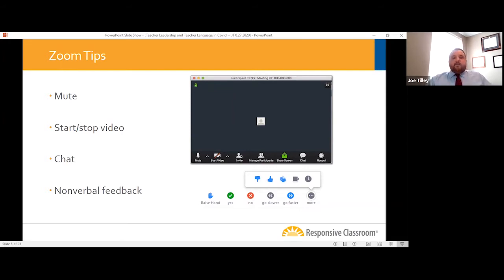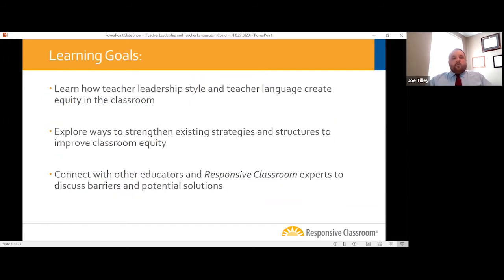With that said, let's talk a little bit about what our learning goals for this session are. First and foremost, we want to talk about teacher leadership style and the language that we use in order to create equity within the classroom. We're going to explore some ways to strengthen existing strategies and structures to improve classroom equity. And then we're going to connect with other educators and responsive classroom experts to discuss barriers and potential solutions.